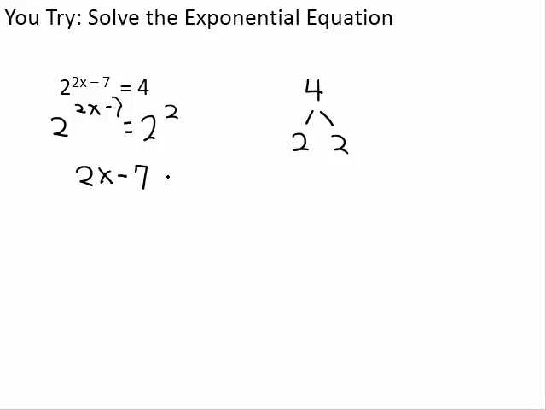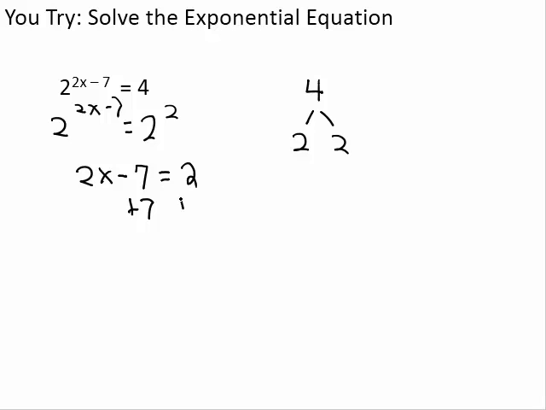For this one, again, we want the 4 to be a power of 2. You'll notice that 4 is 2 squared. So we take 4 and split it into its factors. It's 2 times 2, or 2 squared, and we have 2 to the 2x minus 7. Since our bases are the same, that means our exponents must also be the same. So 2x minus 7 is equal to 2.